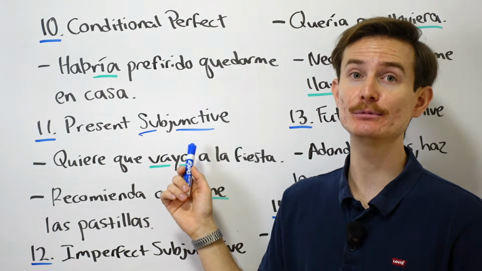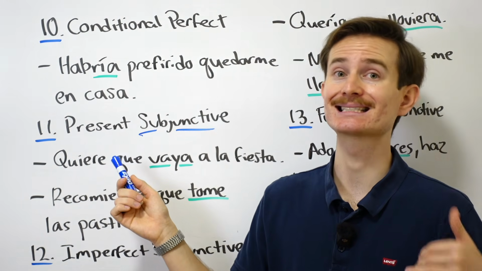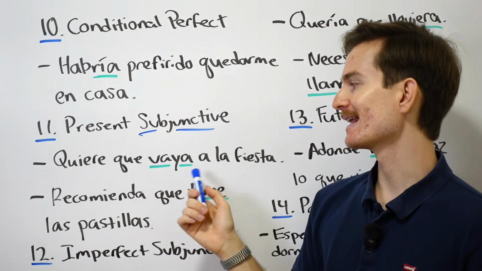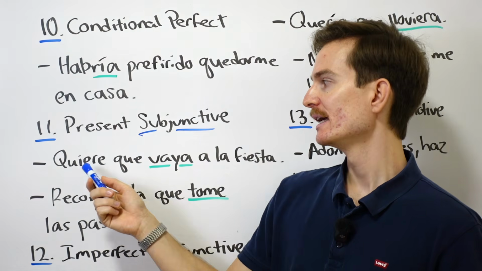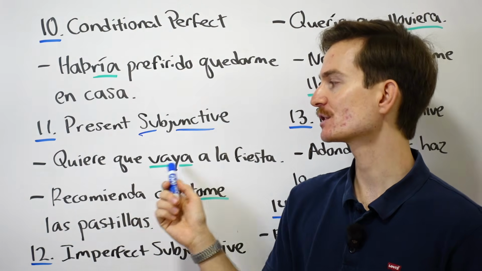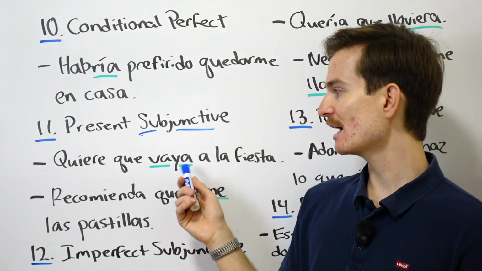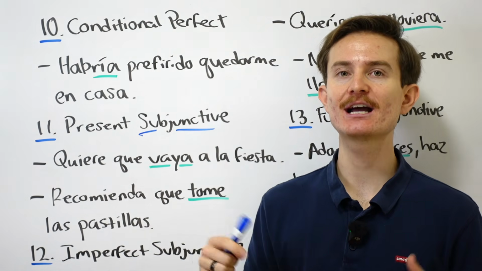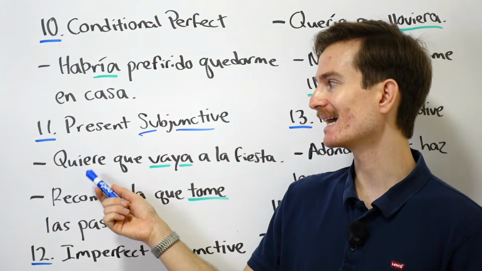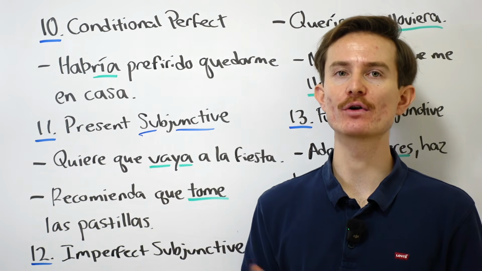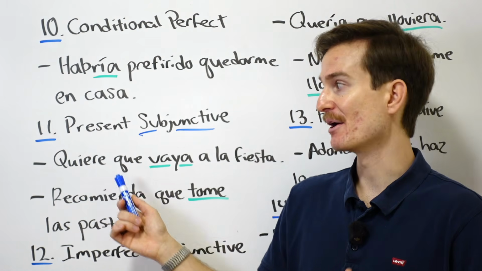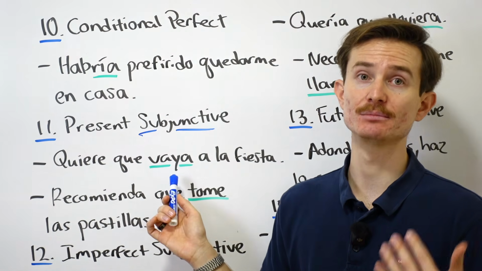So, subjunctive is a mood, okay? It can be used in the present, past, and future tense, okay? So let's take a look. Present subjunctive. Quiere que vaya a la fiesta. So for example, he wants me to go to the party, okay? Or she wants me to go to the party. Now notice how this verb, ir, has become vaya instead of voy, okay? The reason being is that just because he wants me to go to the party does not guarantee that I'm actually going to go to the party. There is doubt, and therefore we use the subjunctive mood.